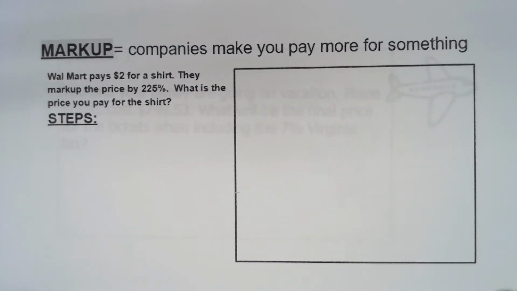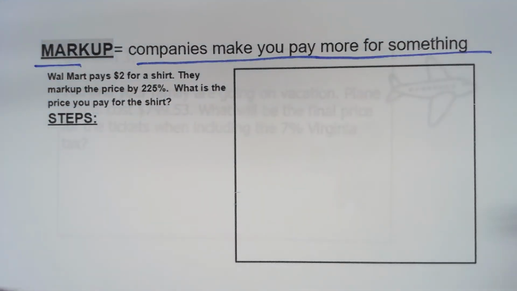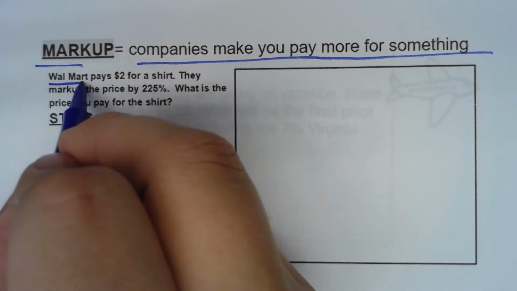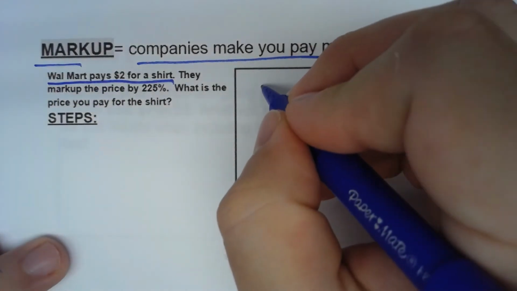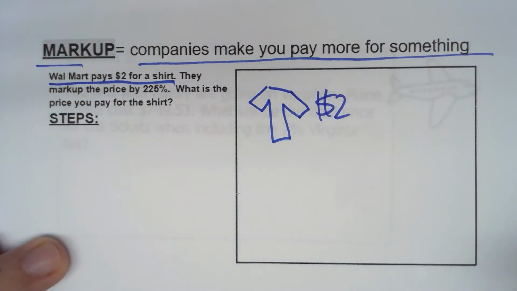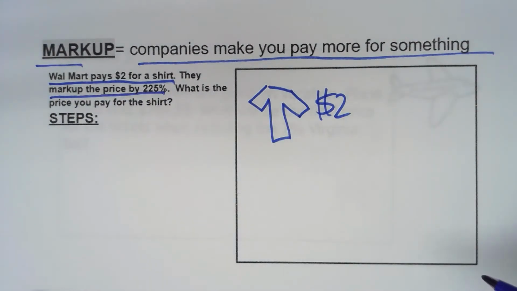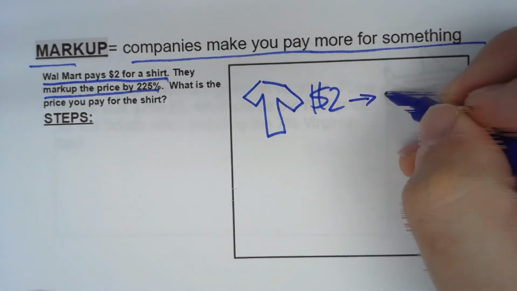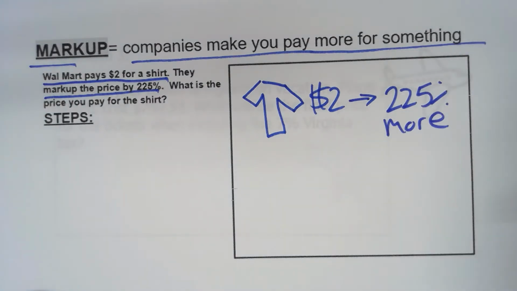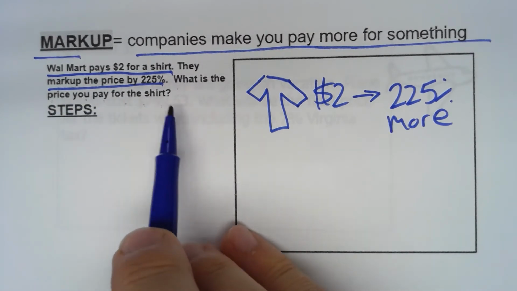Now let's do markup. Markup is when companies make you pay more for something. Okay, this is how companies make money. Let's look at this. Walmart pays $2 for a t-shirt. Okay, so they get a t-shirt and it's $2. They want to mark up the price by 225%. So they're going to make you pay 225% more. And this is how Walmart makes money. Okay? What is the price you pay for the shirt?